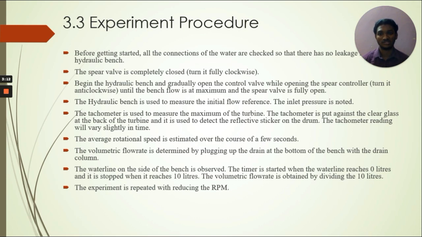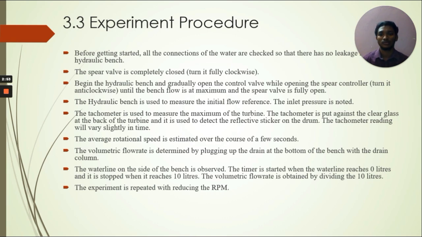Fourth, the hydraulic bench is used to measure the initial flow reference. The inlet pressure is noted. Then the tachometer is used to measure the maximum speed of the turbine. The tachometer is put against the clear glass at the back of the turbine and it's used to detect the reflection sticker on the drum. Then the average rotational speed is estimated over the course of a few seconds.